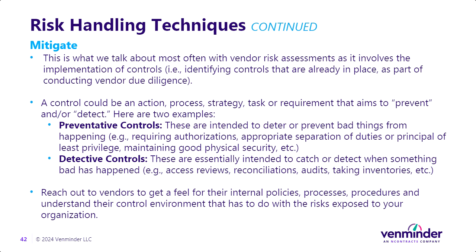A control can be an action, a process, a strategy, or a task that aims to prevent or detect. And here are two examples. One is a preventative control. These are intended to prevent bad things from happening, such as requiring authorizations, separation of duties, or principle of least privilege, maintaining good physical security. Those are preventative controls. Then there's detective controls. These are essentially intended to catch or detect when something bad has happened. And you do that through access reviews, maybe reconciliations, audits, etc.